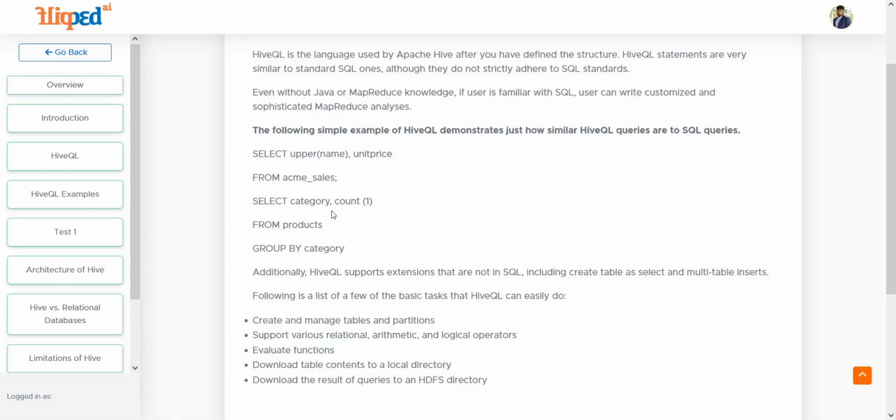Then we can have select category, count one from product, group by category. It means that we have a category, and for every category we need the products, and we print those products. With the help of these two queries, which can be implemented in SQL and in Hive, it proves that if I know SQL, I can easily jump to the HiveQL language and have a really good knowledge transfer.